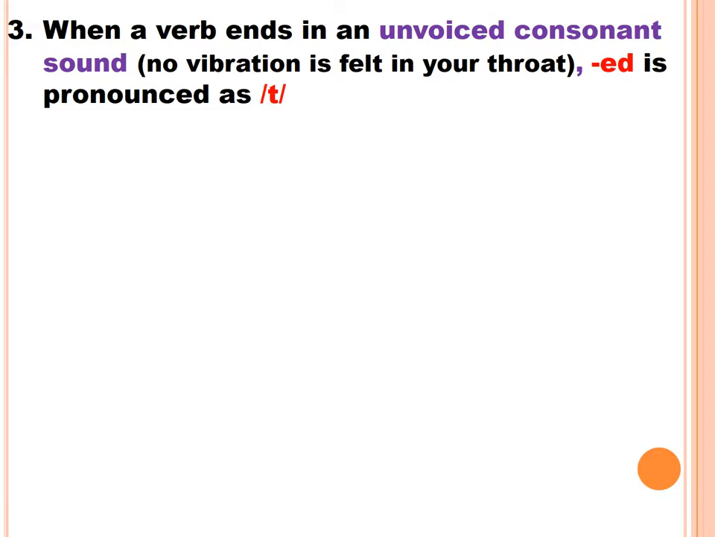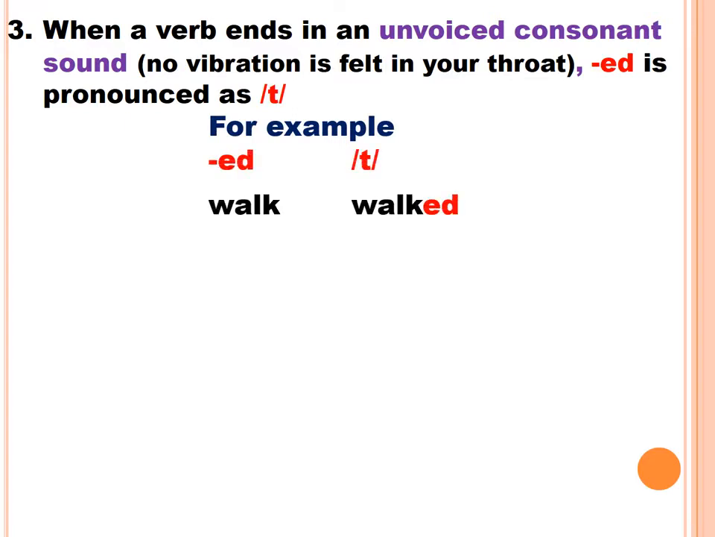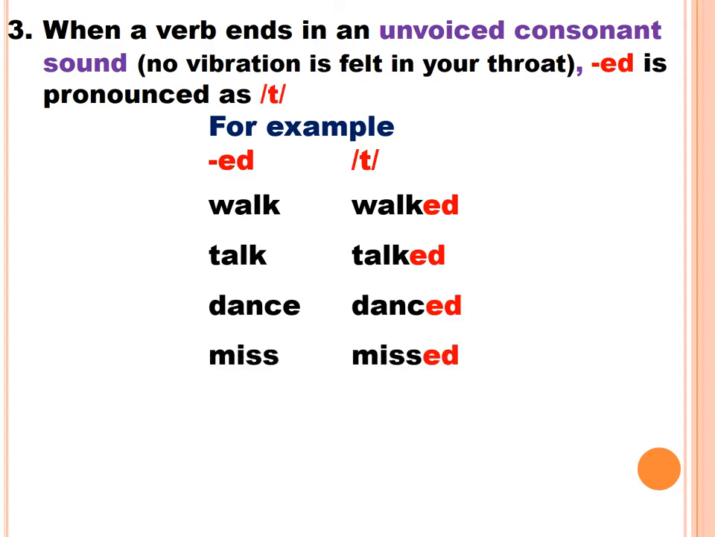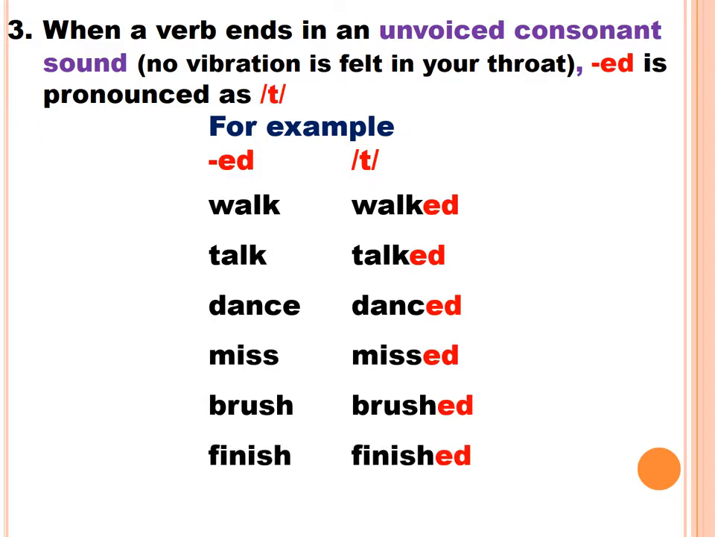The third way is when a verb ends in an unvoiced consonant sound. That is, when no vibration is felt in your throat. Ed is pronounced as t. For example, walk, k, k. There's no vibration felt. Walked. Talk, talked. Dance, danced. Miss, missed. Brush, brushed. Finish, finished.